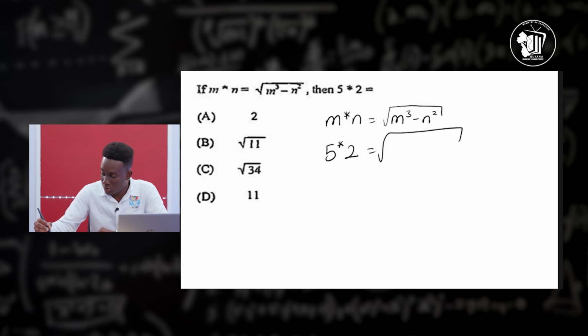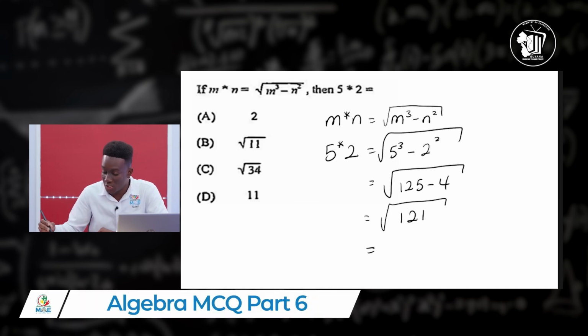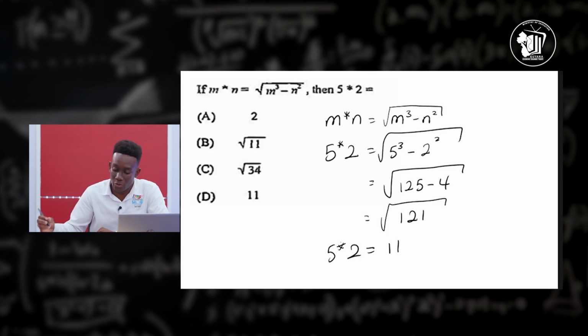This will be m cubed, which will be 5 cubed, subtract n squared, which would be 2 squared. So this would be the square root of, so 5 times 5 would be 25. 25 times 5 would be 125. Subtract 2 times 2 is 4. So this will be the square root of 125 subtract 4. That will give me 121. And then when I take the square root of 121, I know that will give me 11. So 5 asterisk 2 would be equal to 11 after you finish working it out. So our answer here would be D, as in dog.